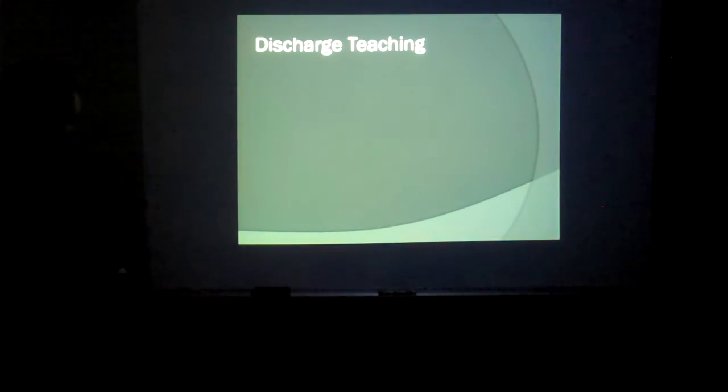Discharge teaching, make sure they return in 4 to 6 weeks for their follow-up appointment. Make sure they get their MMR vaccine before discharge if they're not rubella immune. Make sure they get their RhoGAM if needed. So if they were A negative or they're negative and the baby is positive. Make sure they get their verbal and written instructions from their MD and the pediatrician, and make sure you provide a follow-up phone call to make sure everything's going okay. And then there's a lot of postpartum education that we provide throughout their stay.